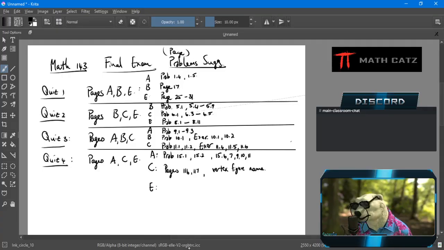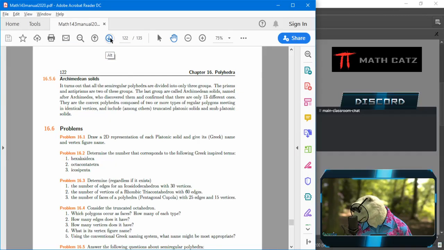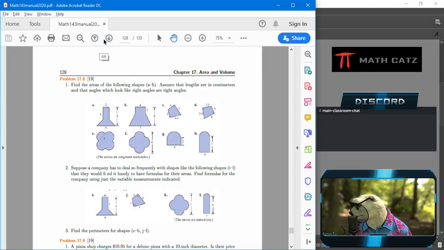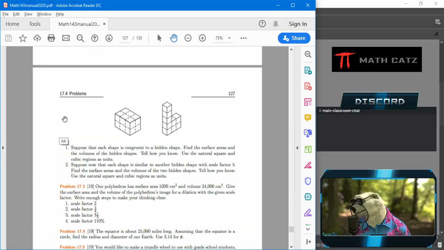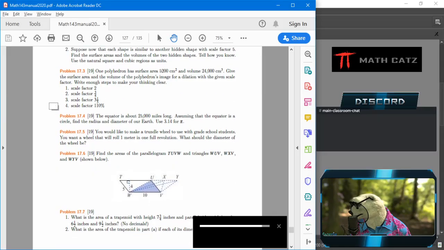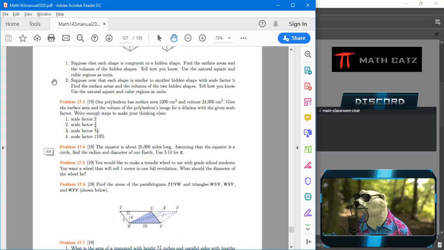E. E is area and volume calculations. Oh, no semi-regular polyhedra. That's a shame. Area and volume calculations. Let us go to that chapter and find some problems. Ooh, I like it. Where are you, problems? Okay, so there's going to be a lot. We're not doing scale factor, though. Ooh, maybe we should include it. I'm going to include it. I am.